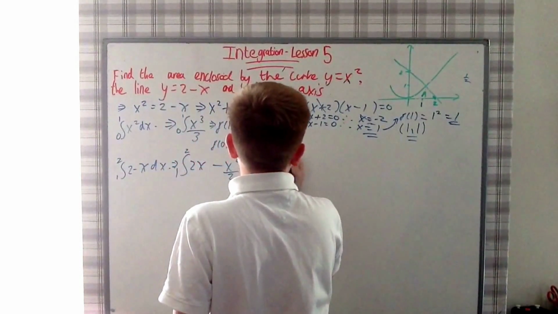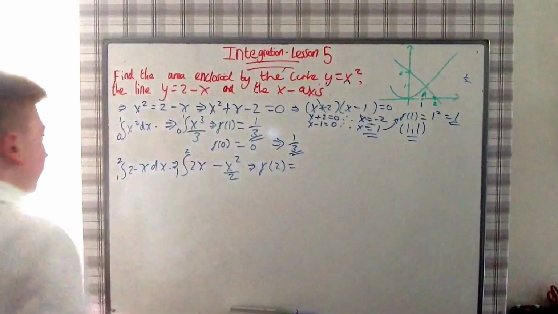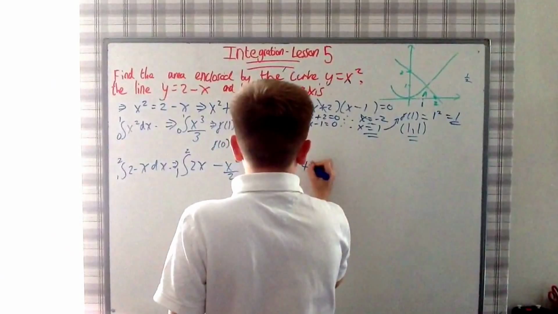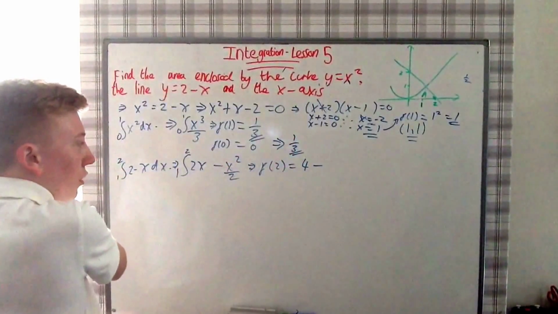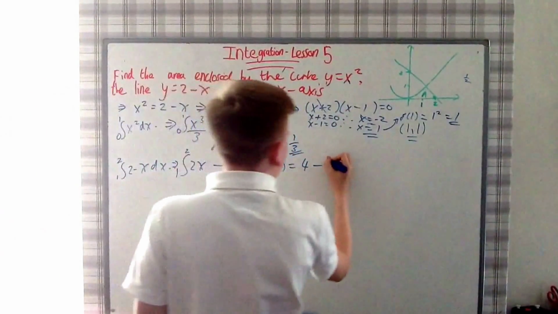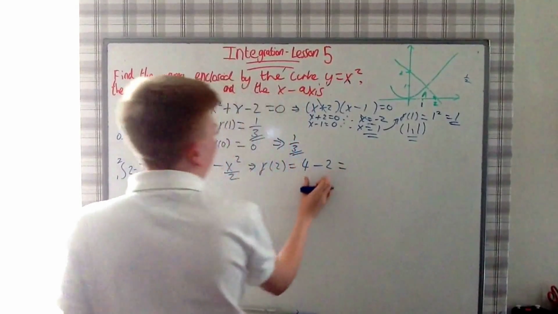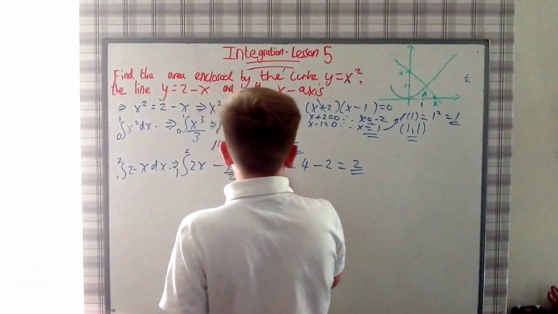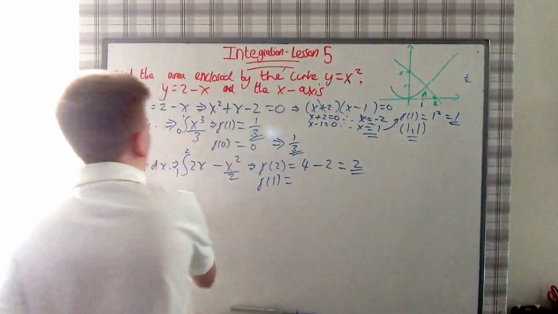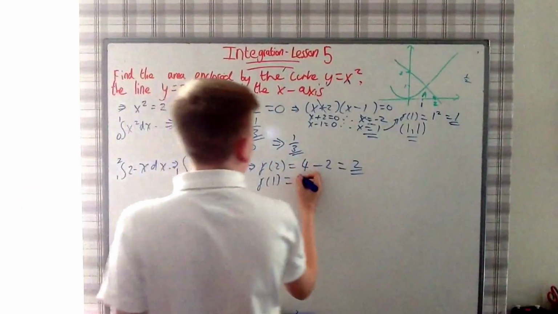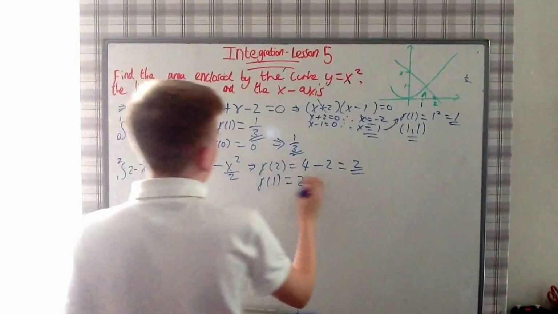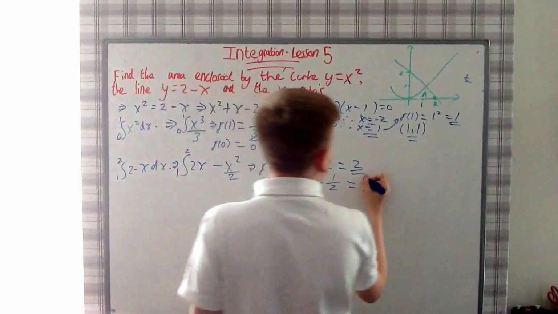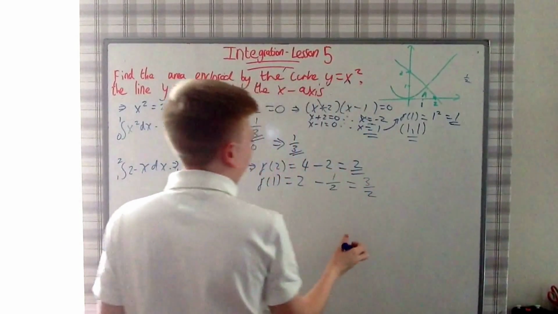Now we need to substitute in our upper limit of 2. So, 2 multiplied by 2 is 4. Minus 2 squared is 4. Divided by 2 is 2. 4 minus 2 is just 2. Now, substituting in our lower limit of 1. 1 times 2 is 2. Minus 1 squared, that's 1. Divided by 2, a half. 2 minus a half is 3 over 2. 1.5, okay?